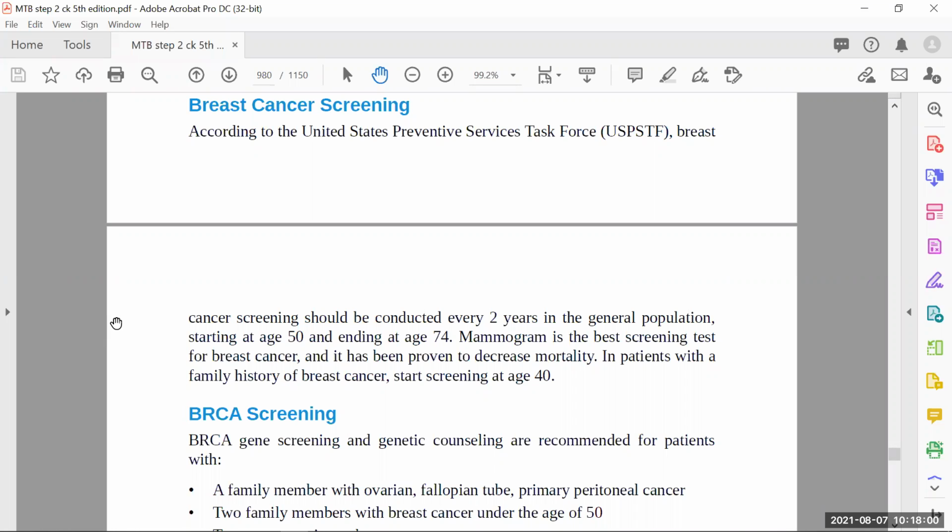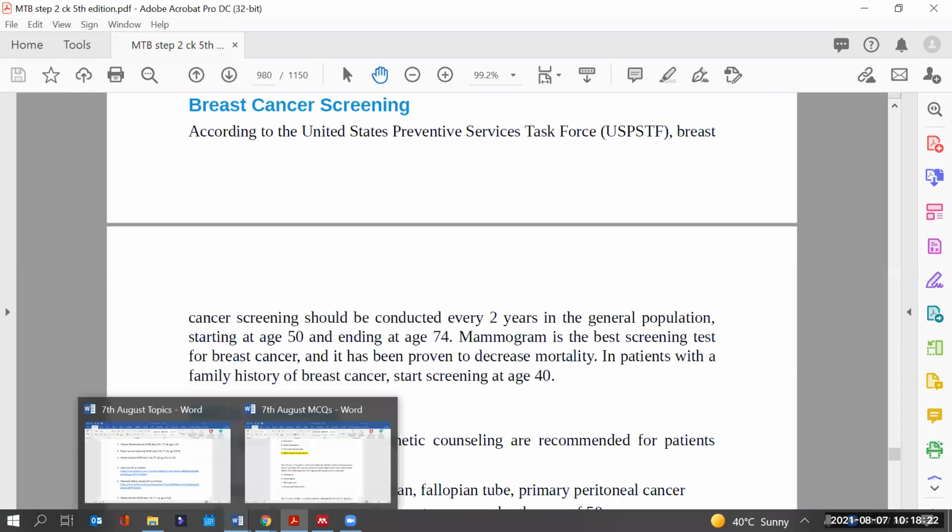So if her age is 50 years right now, you will ask her to go for the mammogram again at 52 years of age, and then 54, and then 56. So every 2 years, you will ask her to come and check her breast cancer screening through mammography. But if there is any family history, you will ask her to come early, at 40 years of age. That must be the protocol for breast cancer screening.